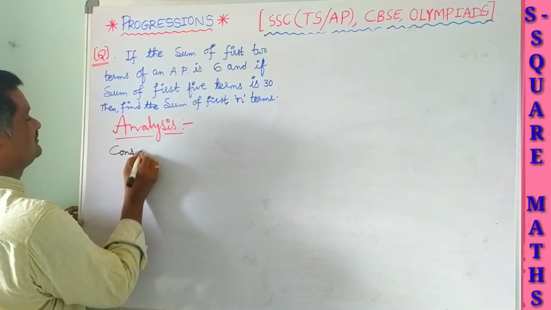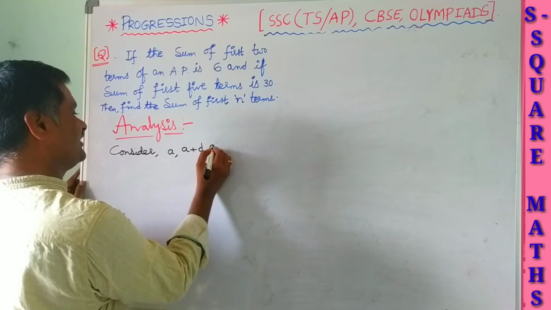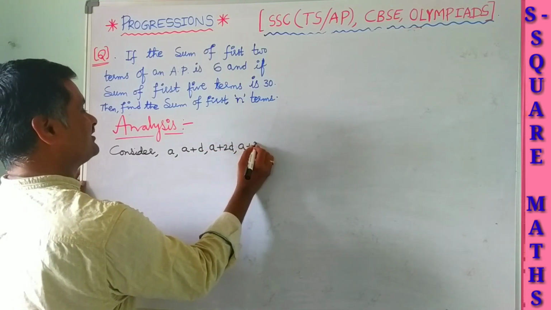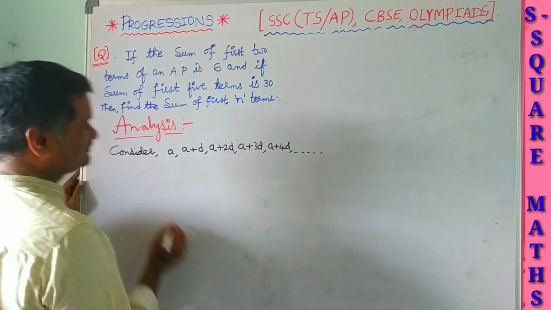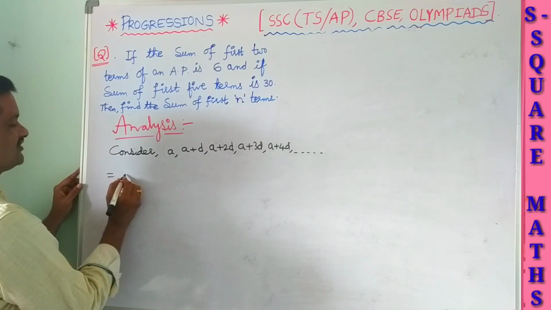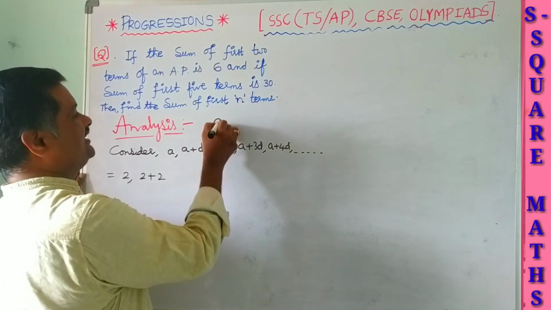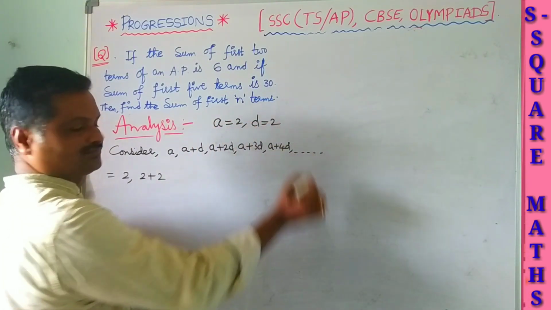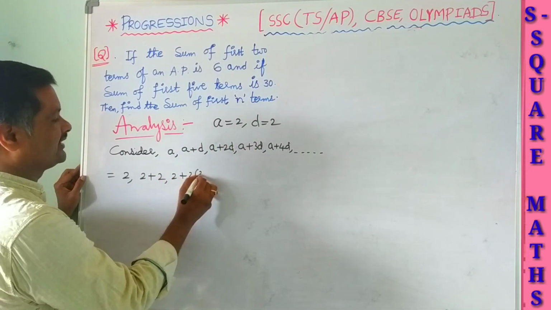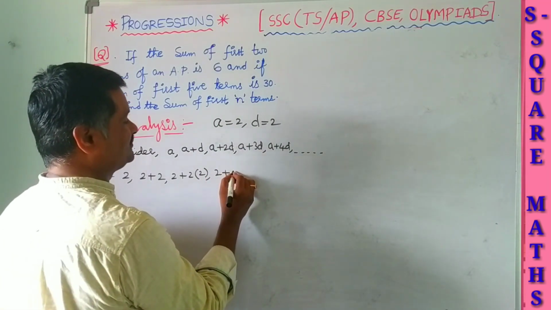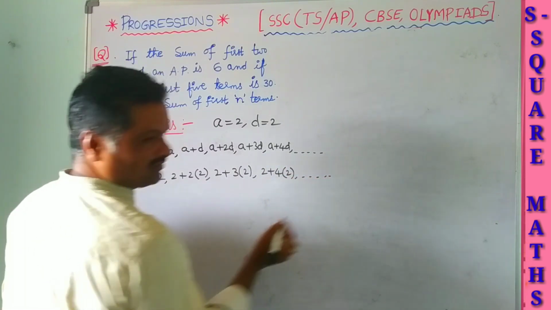Consider the terms of the AP: a, a plus d, a plus 2d, a plus 3d, next a plus 4d, and so on. You'll get many terms. So what is our a value? a is 2 and d also 2. So we got here basically a value is 2 and d value is 2. So substitute all the a and d values here. So 2 plus 2 into 2, next 2 plus 3 into 2, again 2 plus 4 into 2, and so on. So what are we going to get here?